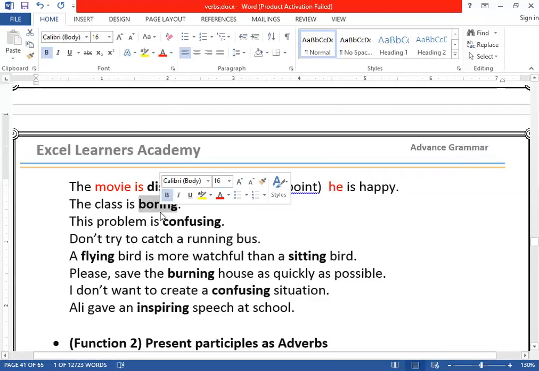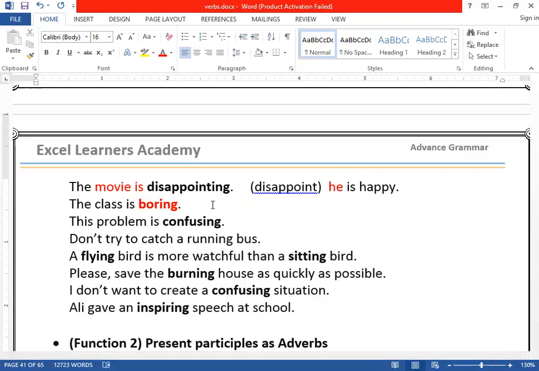The class is boring. What is boring? The class is boring. So boring gives more information about what? The class. Clear? So we call this an adjective. It's not the ing form of a verb. Clear? It is the ing form of a verb, but it functions as an adjective. For example, if I say the problem is confusing. The problem is what? The problem is confusing. Clear? So we have confusing as an adjective.